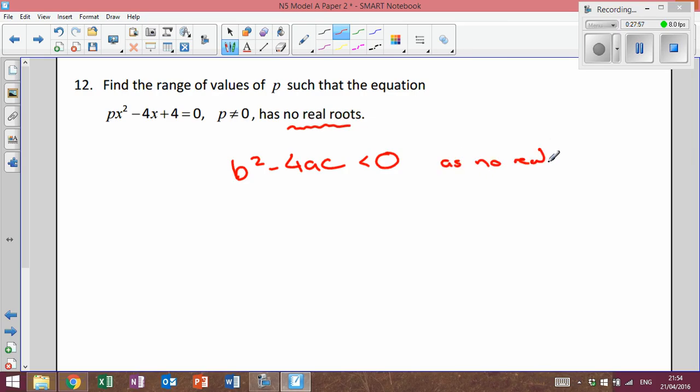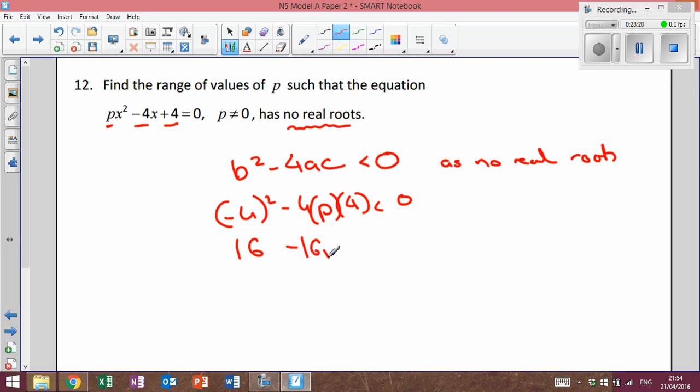So we make that statement: b squared minus 4ac is less than 0, as there are no real roots. Now b is negative 4, minus 4 times a, which is p. In front of the x squared is p, in front of the x is negative 4, and the number at the end is 4. Times 4 is less than 0. Negative 4 squared is 16, minus 16p is less than 0, and we've got ourselves an inequality. So we take away 16 from both sides: minus 16p is less than negative 16. We divide by negative 16, which gives us 1, and because we're dividing by a negative, we flip that round.